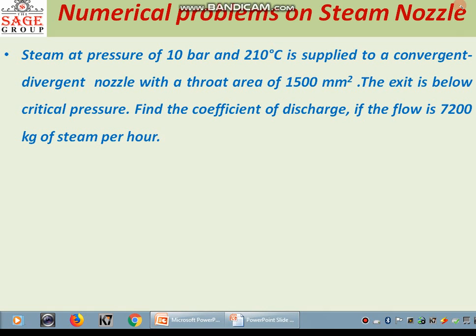Now we are taking another problem. Steam at a pressure of 10 bar and 210 degree centigrade is supplied to a convergent divergent nozzle with a throat area of 1500 square millimeter. The exit is below critical pressure. Find the coefficient of discharge if the flow is 7200 kg of steam per hour.